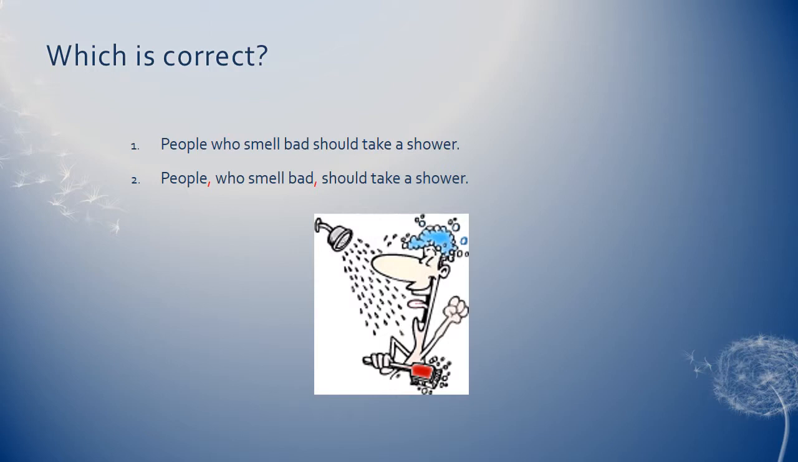Okay, so here we have a who clause that modifies people. And do we think it's restrictive or non-restrictive? Now, restrictive implies a smaller group of people, and non-restrictive suggests a larger group of people. So here I think we need to interpret this as a smaller group of people. That is, people who actually smell bad should take a shower. So I would think number 1 would be correct. That was a long explanation just for an answer, but sometimes it takes that, and that's why it's a tricky issue.